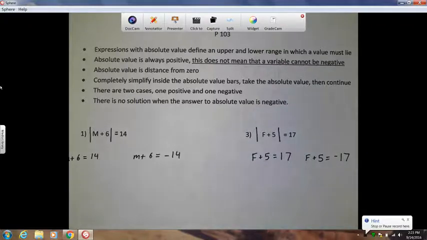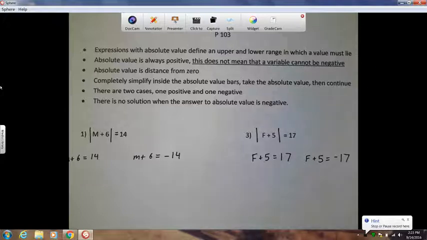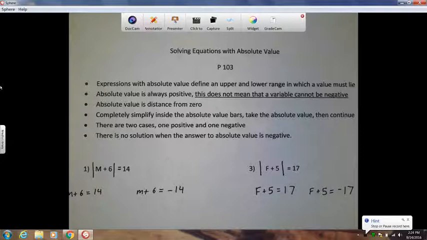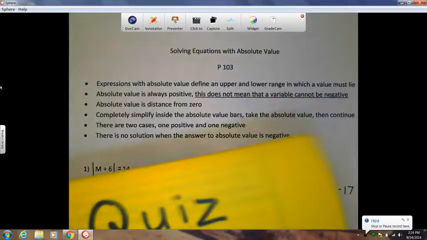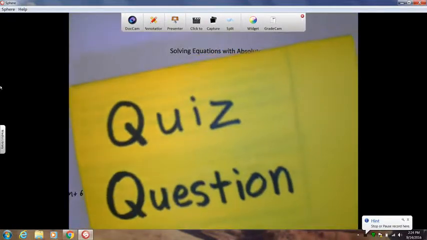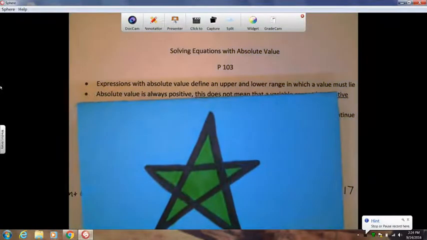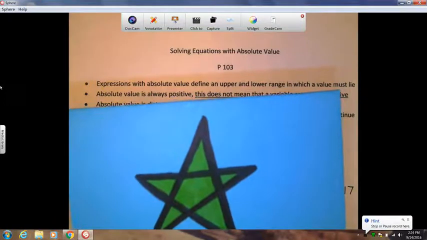Okay, this is solving equations with absolute value. Remember to pause this anytime you need to. Remember to pay attention when I say something is a quiz question, because you're going to see that again on Edmodo. Remember to watch for the star, meaning this is something that's commonly missed.